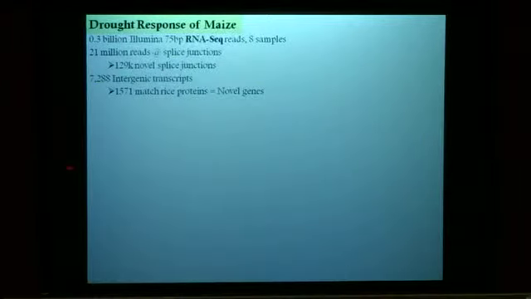In Maize, we looked at RNA-seq. We had 8 libraries in both reproductive tissue and vegetative tissue. We had 0.3 billion Illumina reads. The most interesting thing which came out of that was, first of all, because the Maize genome had just been sequenced, we got 129,000 novel splice junctions. So they suggest there are new genes and new alternative splicing products out there.